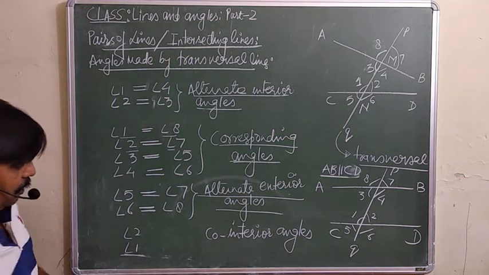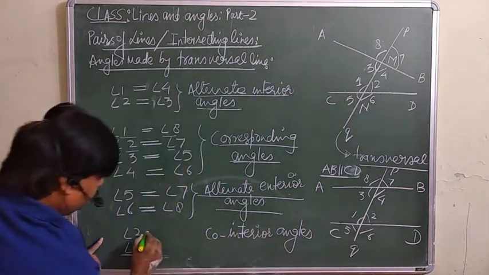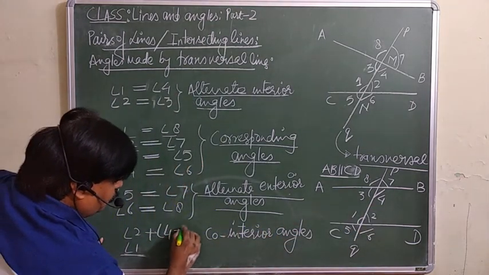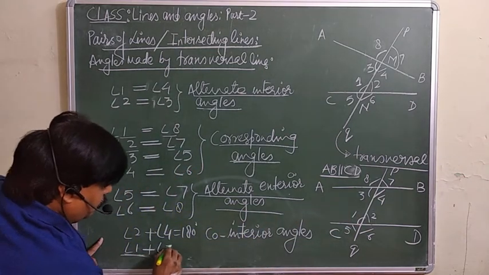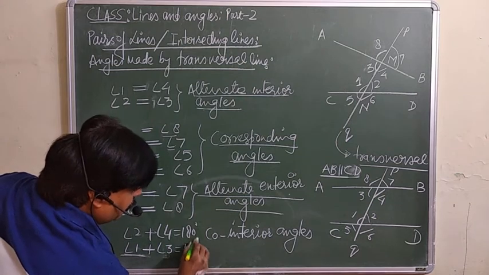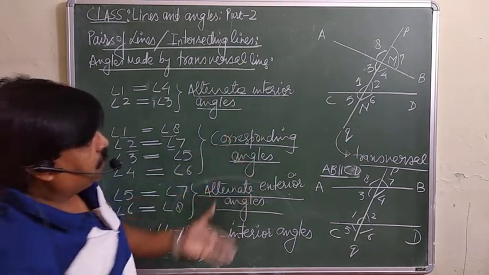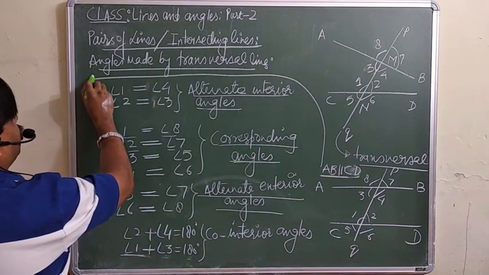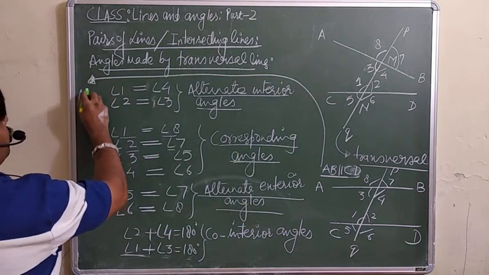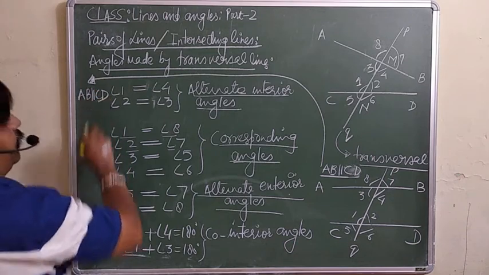And in co-interior angles, the sum of these, that means angle 2 plus 4 will be equal to 180 degrees, and 1 plus 3 will also be equal to 180 degrees. They are the co-interior angles. But these conditions are true only in case AB is parallel to CD.